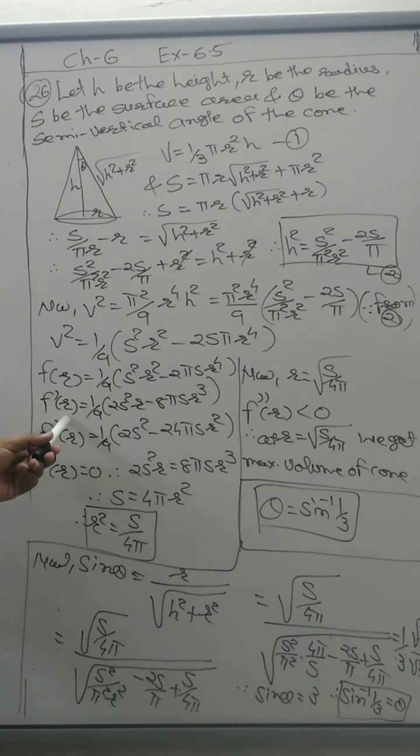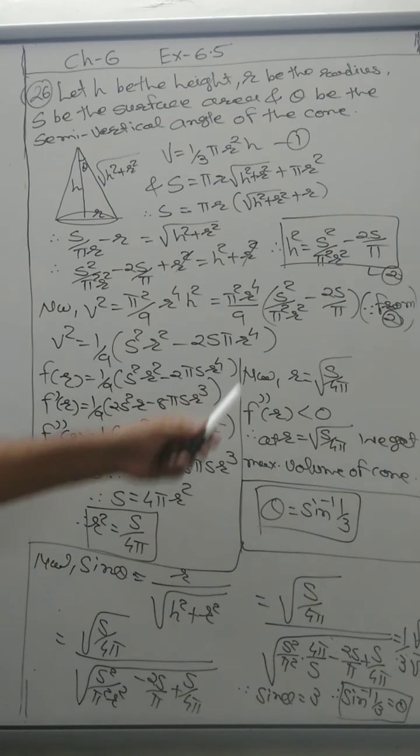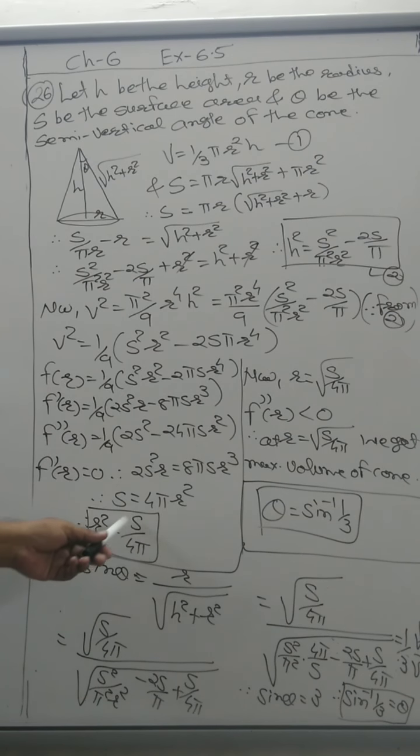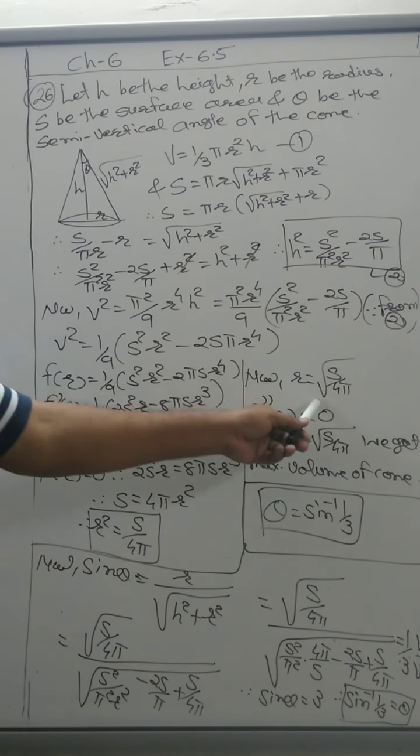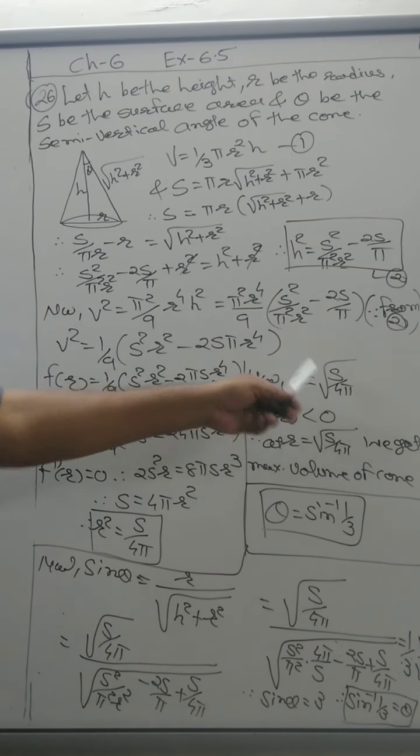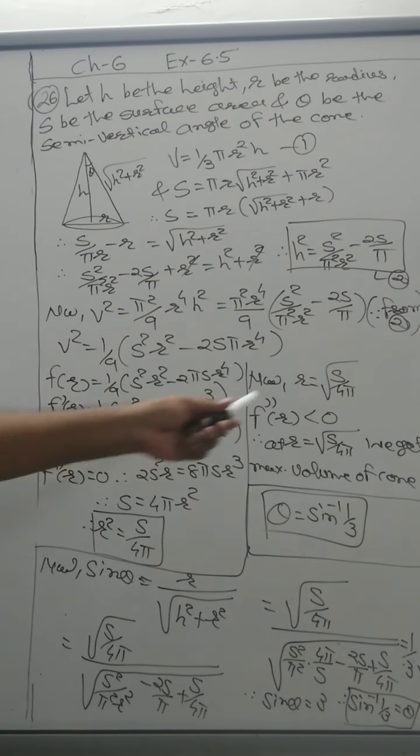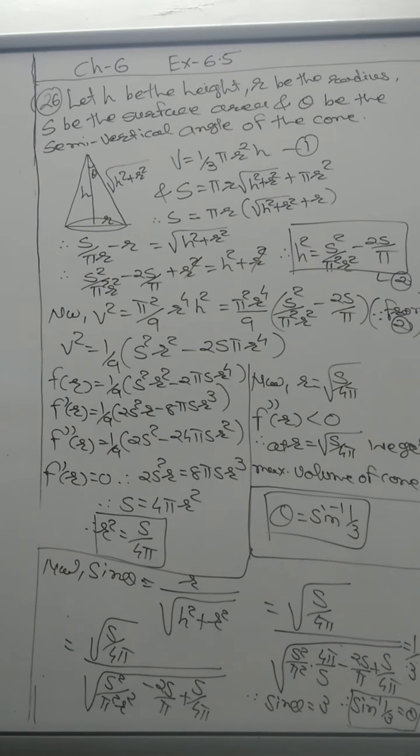First derivative, second derivative. First derivative is 0, then we get r square equal to s upon 4 pi, r equal to root s upon 4 pi. When we put this in f double dash r, then we get less than 0, means the volume is maximum.